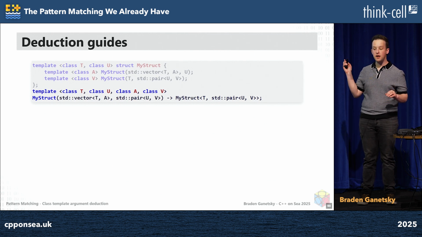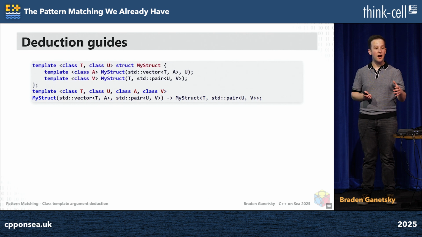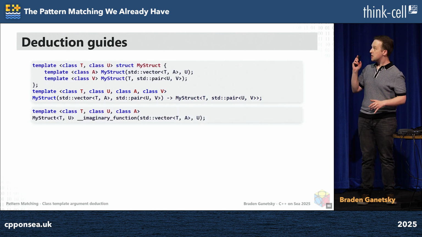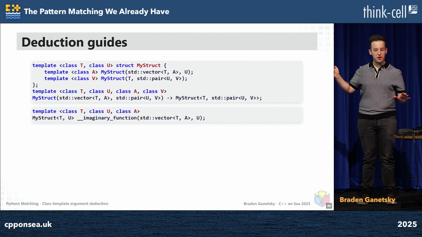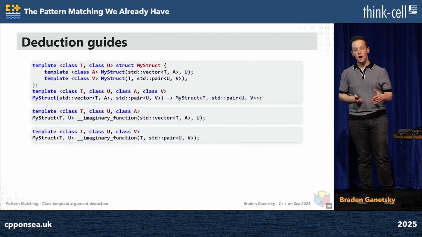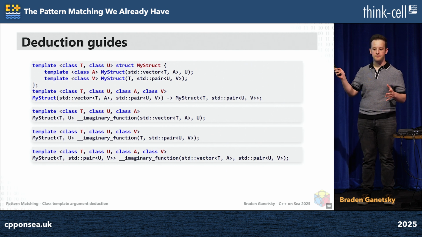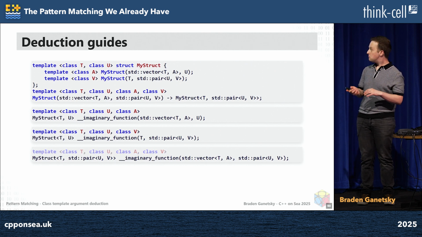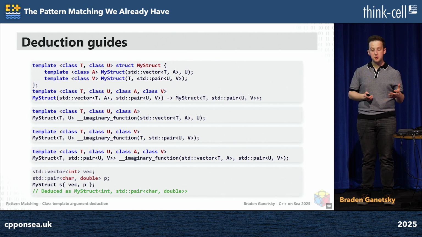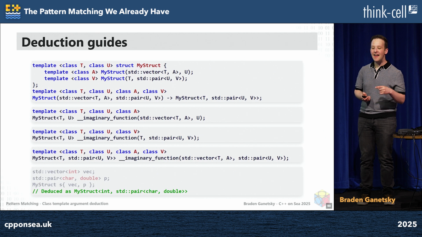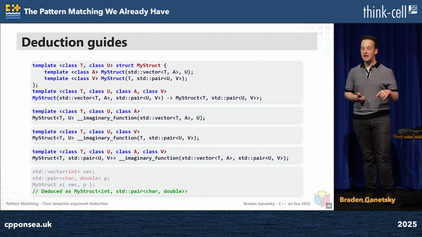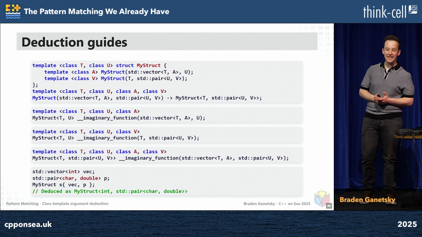And so to do that, I have to return a myStruct of T, comma, std::pair of U, comma, V. So here is the guide from before, the imaginary guide. Here's another imaginary guide from before, and here's the new imaginary guide corresponding to the deduction guide. And so now, when I try calling myStruct with a vector and a pair, now it deduces successfully, and then it will end up calling the first constructor because that's the constructor that's available after we have undergone class template argument deduction.